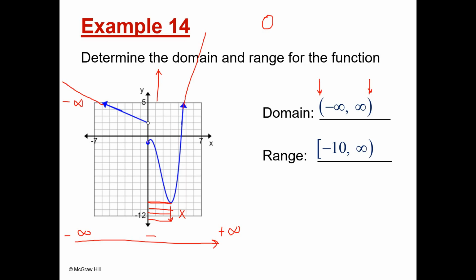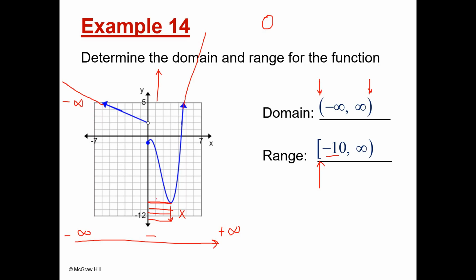Let's count them. We have 1 unit, 2 units, 3, 4, 5, 6, 7, 8, 9, 10. This is minus 10 because this one is in the negative direction, below the origin. So this is minus 10. Minus 10 is included, so we will use a square bracket. The function passes through this point where y is equal to minus 10.